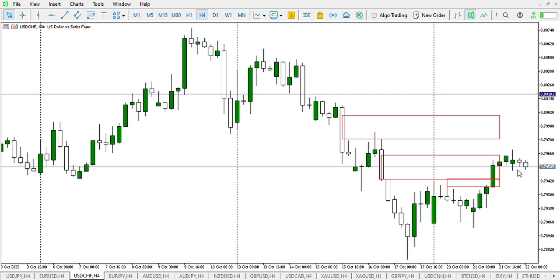On USD CHF, you can see price into this second order block and a rejection candle here, and we can expect price to drop further down.